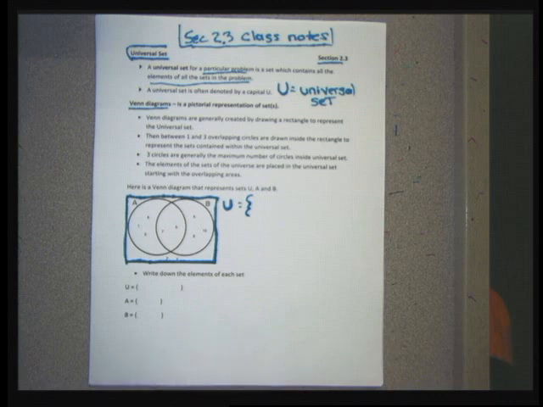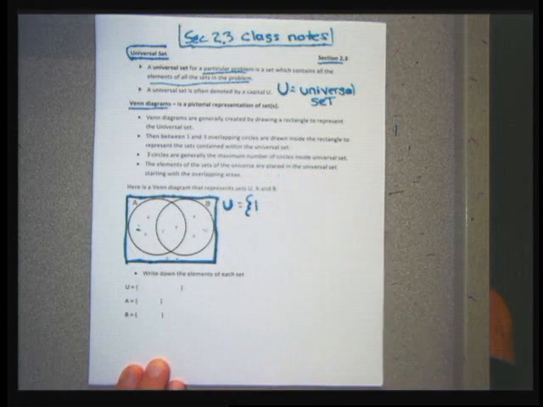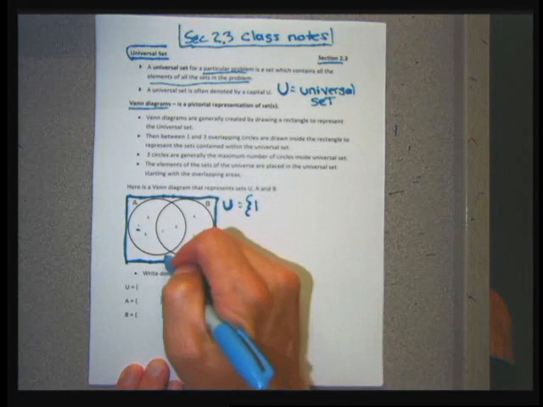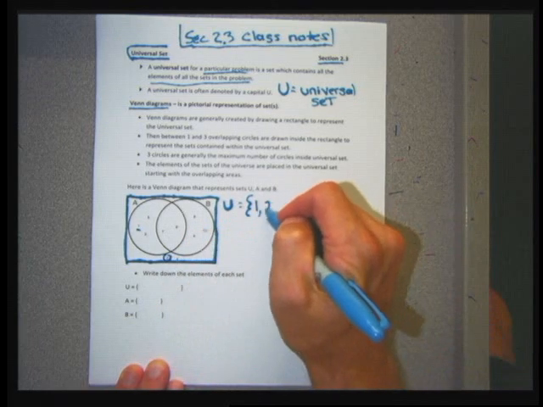So I'm going to search through my picture, and anywhere inside this rectangle, whether it's inside or outside a circle, any number I see is an element of the universal set. The lowest number I see is 1, so 1's going to be an element of my universal set. I see the number 2. I'm going to put a comma, and next to the 1 I'm going to write a 2.